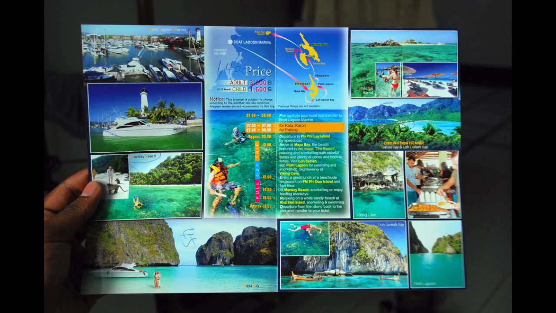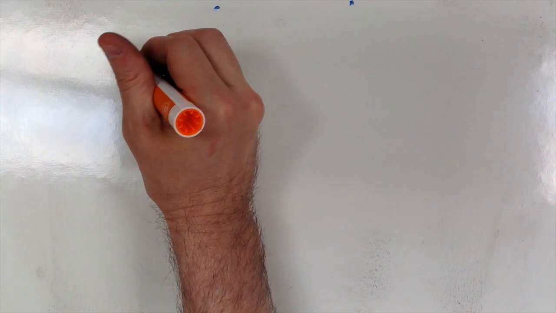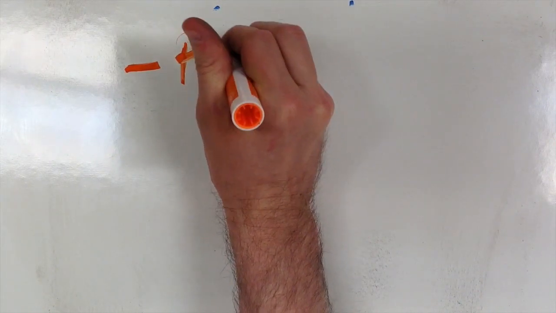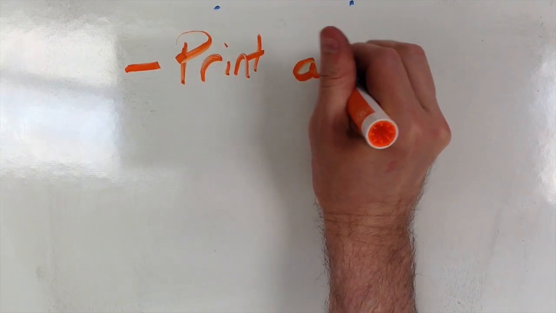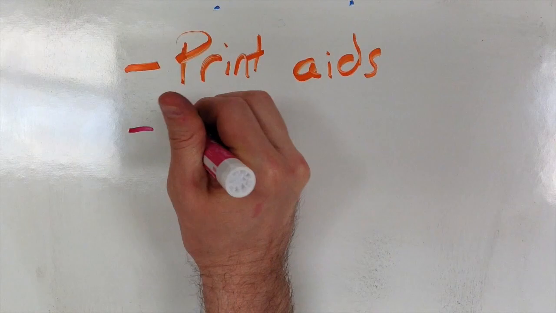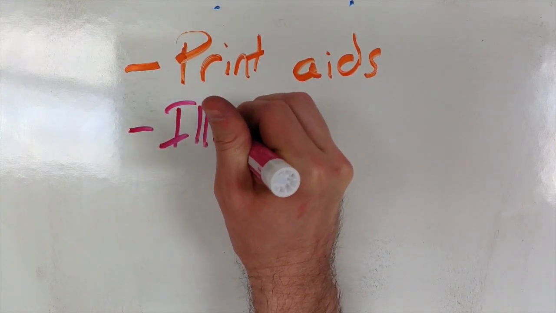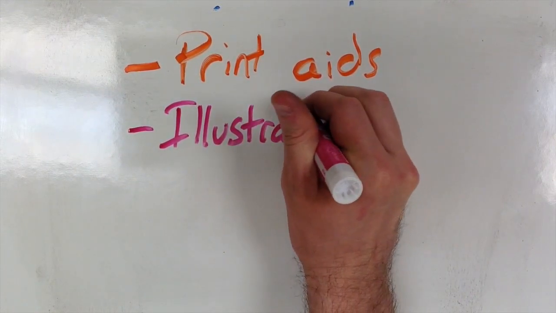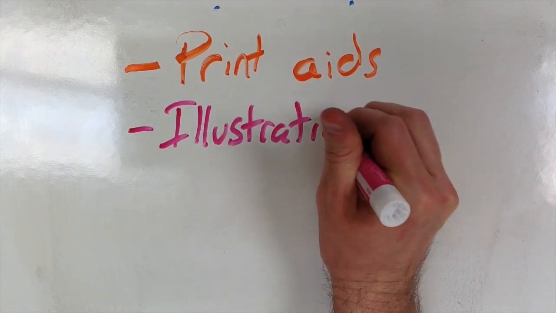So some of the things that I look for when I'm looking at text features include things like, what are the print aids that the text has that help show the organization of a text? For example, I might look for a table of contents or an appendix. I might also look at the illustrations that are used to add to the text. Some examples might include photos and drawings.